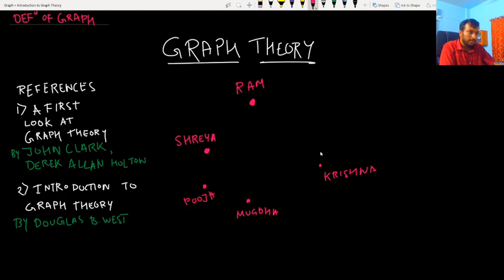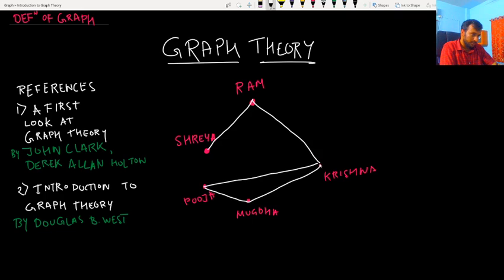Now, if I want to make a graph of friendship, I mean, like who's friends with whom. If there is a line connecting two dots, I mean two people here, then we say that they are friends. Suppose Rhea and Shreya and Ram are friends, and maybe Pooja and Mukta are friends, and Pooja and Krishna are friends, and Mukta and Krishna are friends. And say, for example, Ram and Krishna are friends.